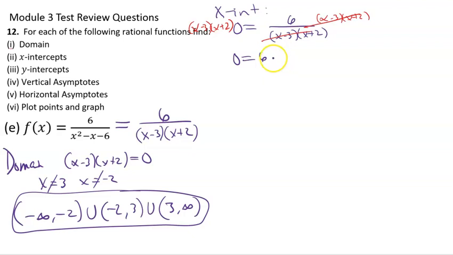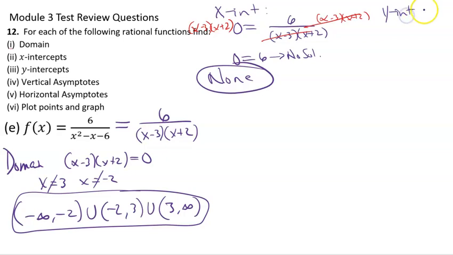What does that mean? Well, that means there is no solution to this equation. And if there's no solution to an equation where you're trying to find x-intercepts, that means there are no x-intercepts. So as far as the x-intercept story goes, none. Well, what about y-intercepts? Remember, the rule there is you plug in x equals 0 instead.